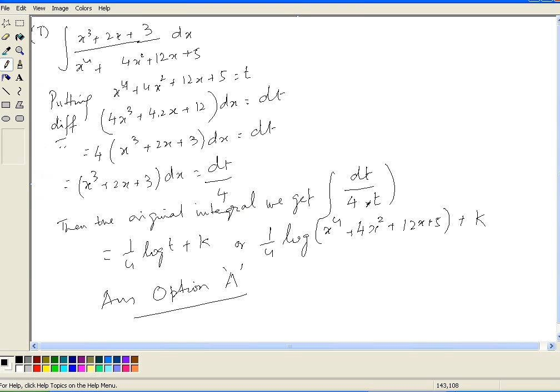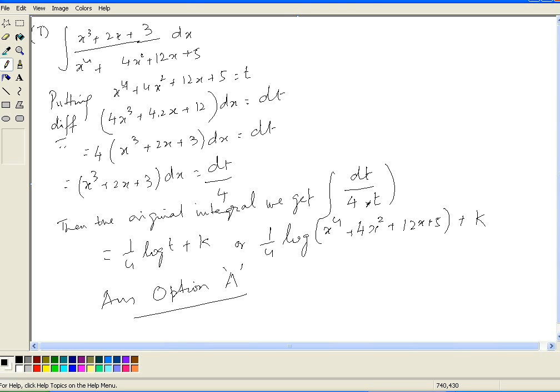Getting back to our worksheet, the given integration is as follows. Now substituting for the denominator, x power 4 plus 4x squared plus 12x plus 5 equal to t, differentiating on either side, we get 4 times x cube plus 2x plus 3 dx equal to dt, or the numerator portion along with dx will result in dt by 4. Then the original integral becomes integral dt by 4t, which is 1 by 4 log t plus k, or 1 by 4 log of x power 4 plus 4x squared plus 12x plus 5 plus k.